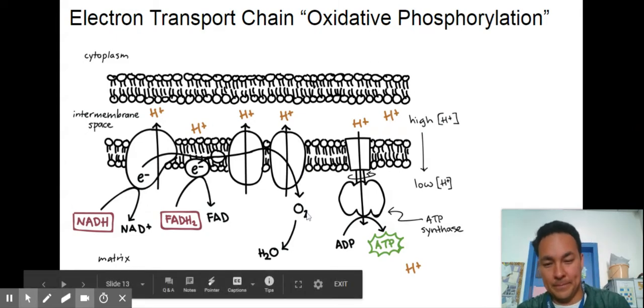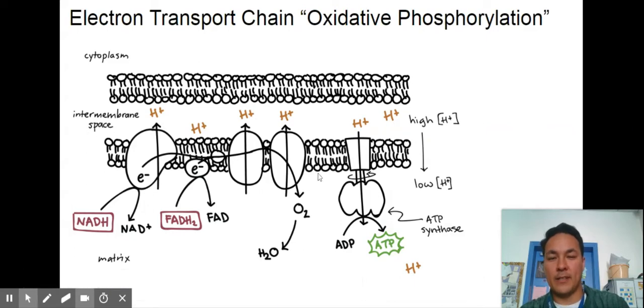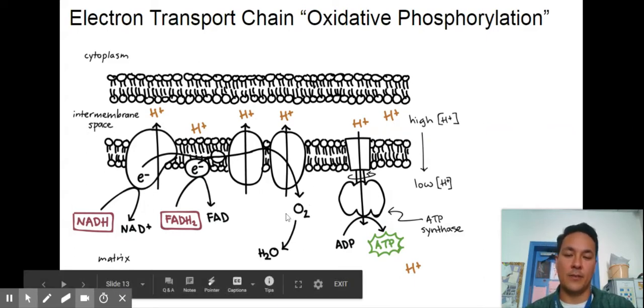So the off ramp is that the electrons are going to be accepted by oxygen and the hydrogen protons to make water. Oxygen is electronegative. It's going to accept the electrons and a hydrogen proton, and it will form water. If there's no oxygen, then this is going to shut down. So that's why it's so important to have oxygen to do aerobic respiration.